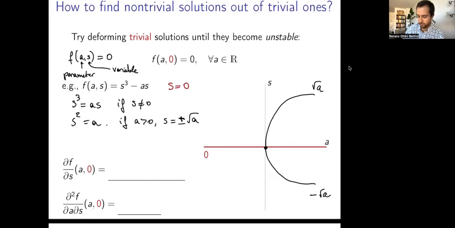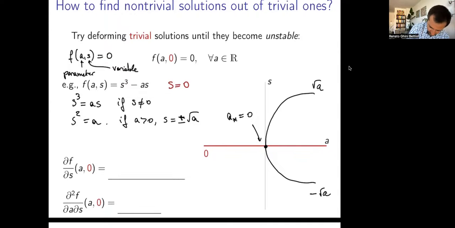In general, if this was a more complicated problem, what's so special about this value of a, namely 0, where these other solutions show up? The point here is that if I linearize this polynomial, just take a derivative in s, that's 3s squared minus a. If I linearize this and compute it at that special point, the trivial solution s equal to 0, then I find something which is minus a. I find something that is 0 exactly at this point where the new solution showed up.